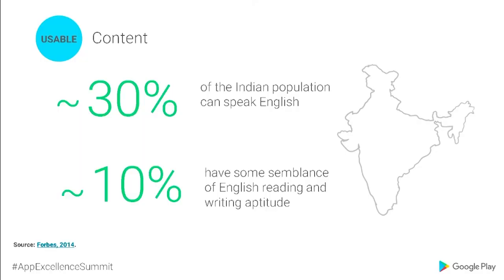Okay, let's move on. Content is our next important bucket in the useful part. One way content manifests is language. The stats on the English language are sometimes unreliable. We say that we have 30% of the population in India that can speak English, while only one third of it is what people can actually read and write. So it's about 10% overall.